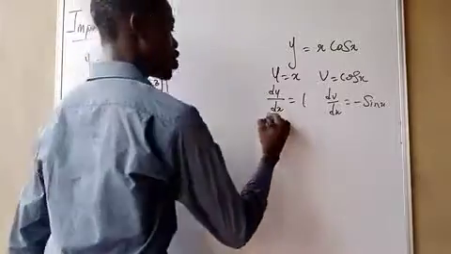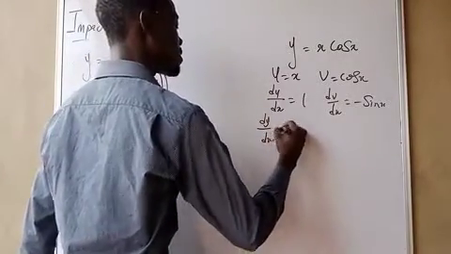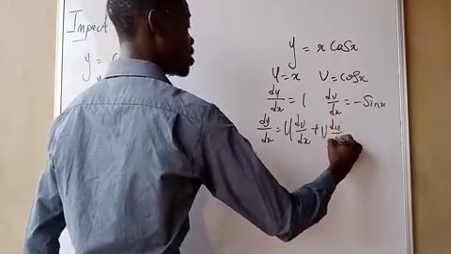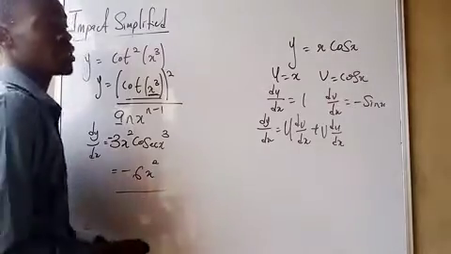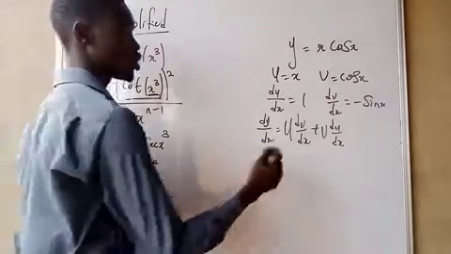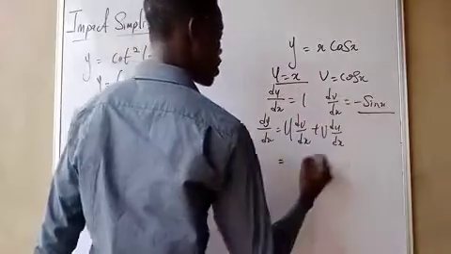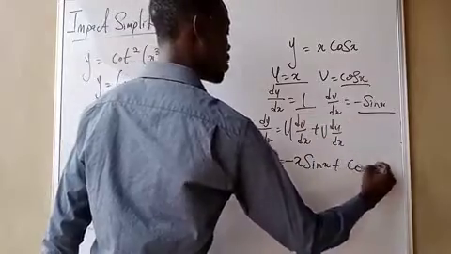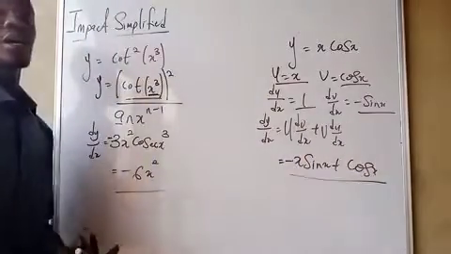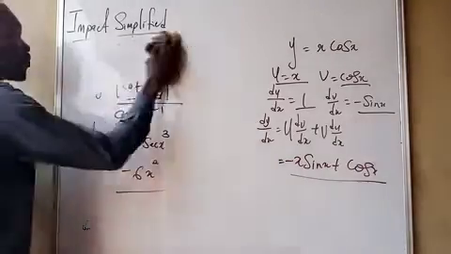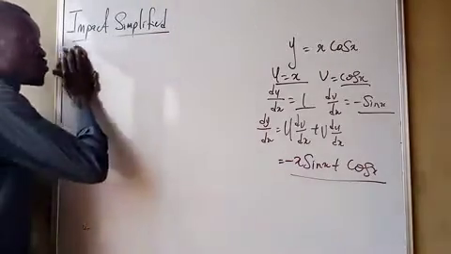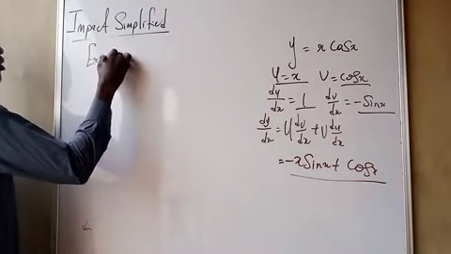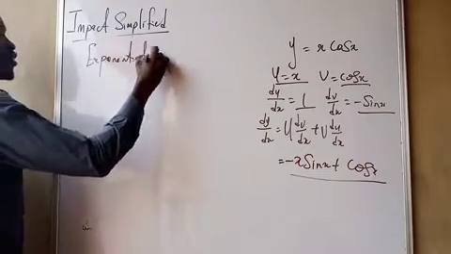After differentiating, you make use of your product rule formula, which is dy/dx is equal to u dv/dx plus v du/dx. And then you insert all your functions. So what is u dv? This times this will give us minus x sin x, plus this times this will give us cos x. And that is the principle of the trigonometric function.